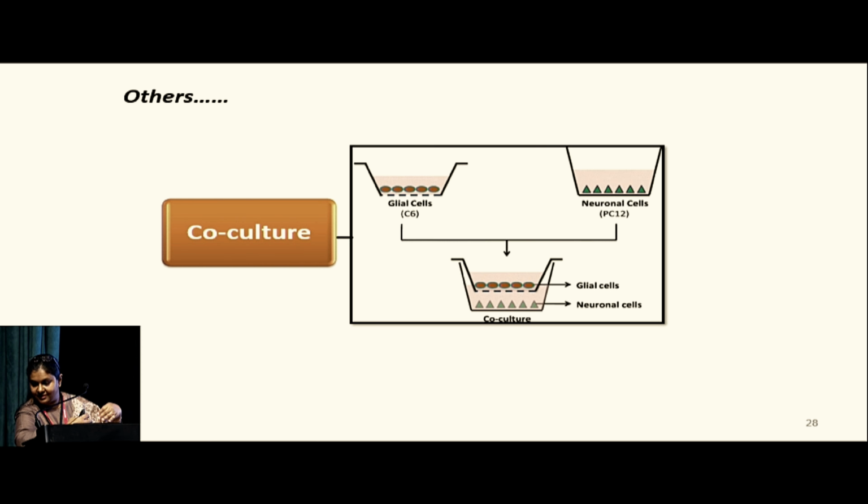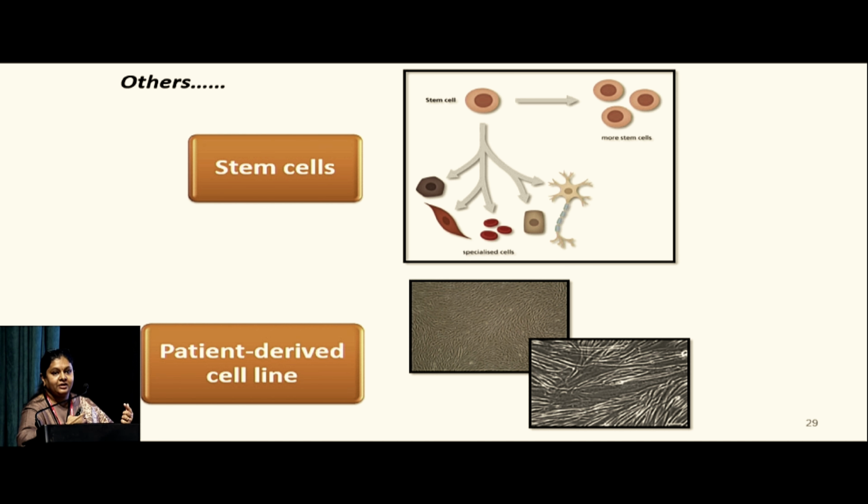Or we can even have stem cells or patient-derived cells. Nowadays the technology has advanced so much that cells can be extracted even from hair follicles, skin, blood, and also urine samples, and reprogrammed to become patient-specific cells, which can again be differentiated into neurons, glia, or any cell type and studied.